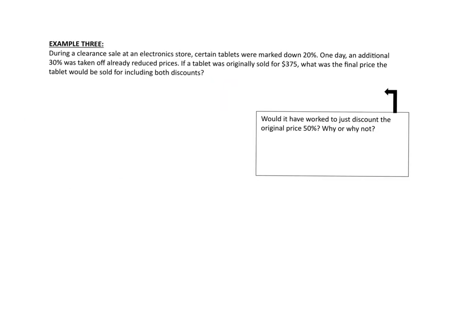It says, during a clearance sale at an electronics store, certain tablets were marked down 20%. Okay, so we get to take 20% off. On a special day, an additional 30% was taken off already reduced prices. So they're going to reduce the price by 20%, and then I get to take another 30% off. It says if it was originally priced at $375, what's the final price that I'm going to pay?